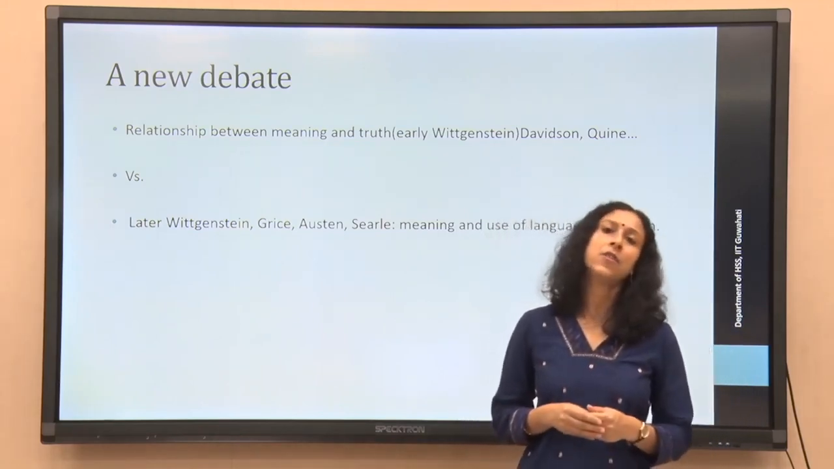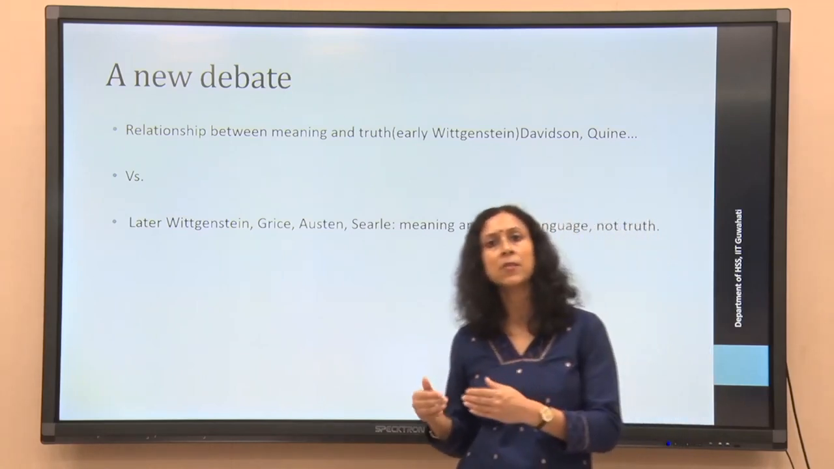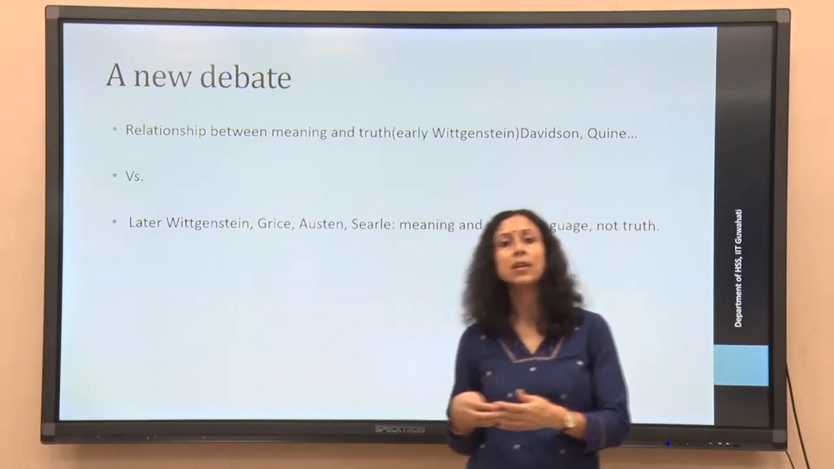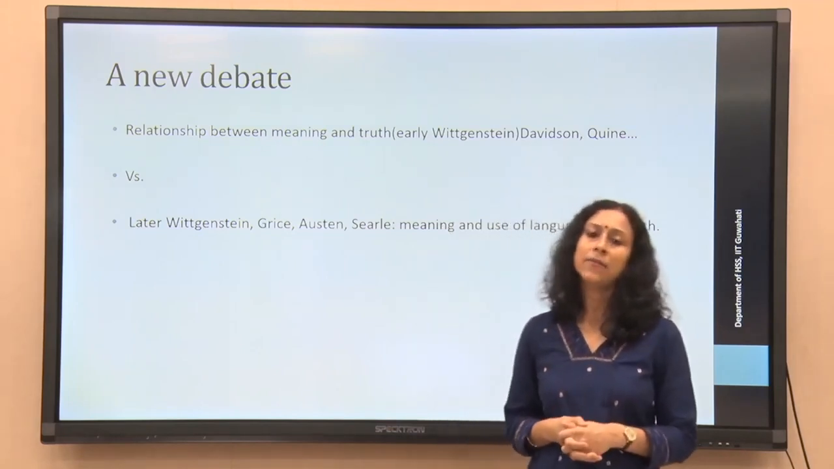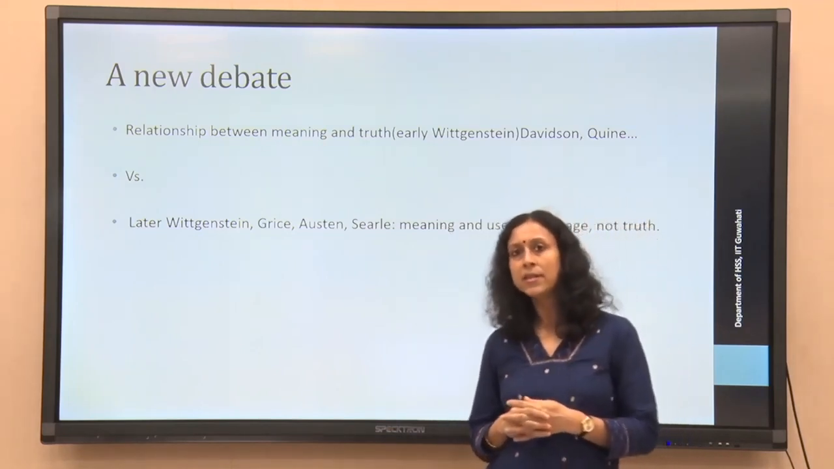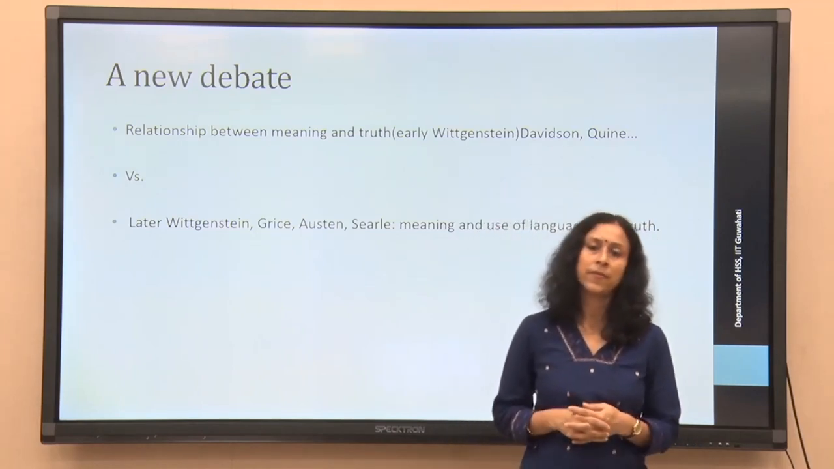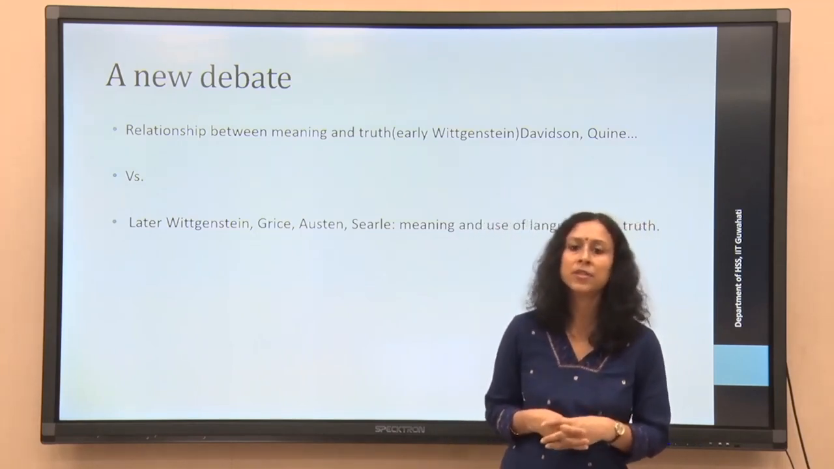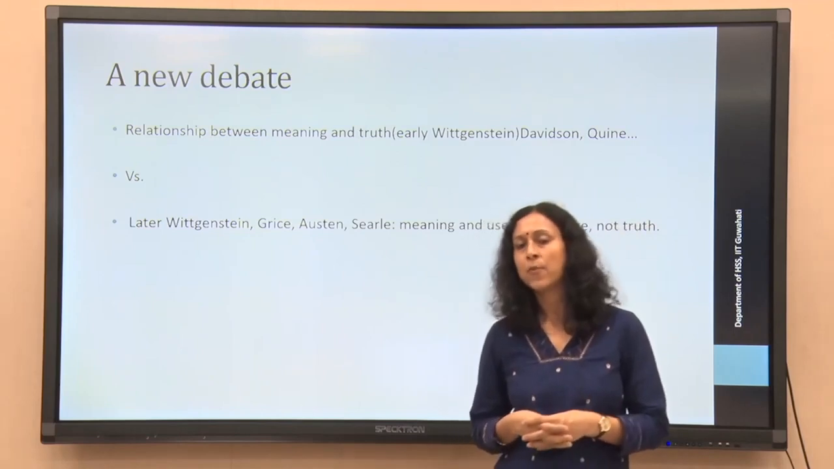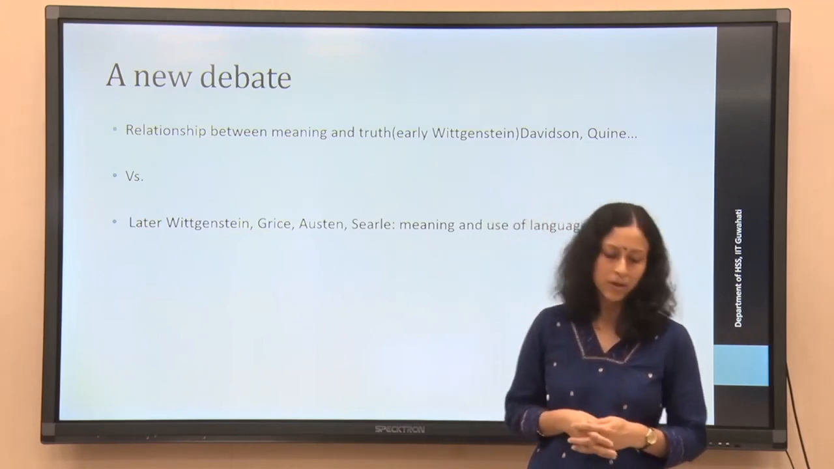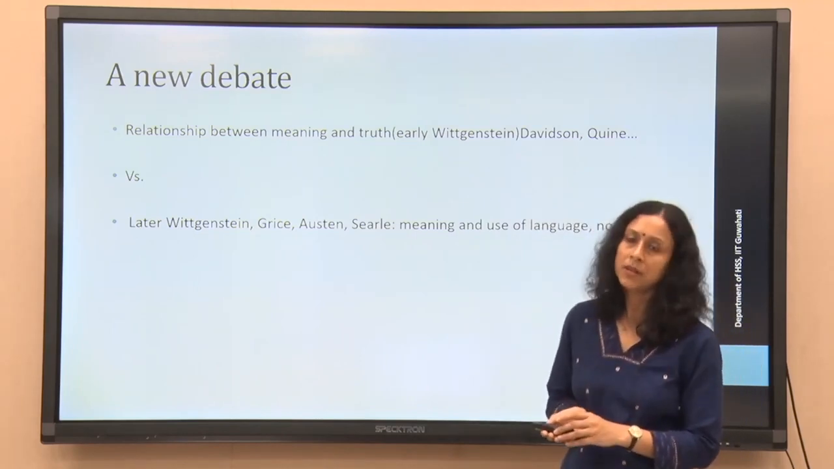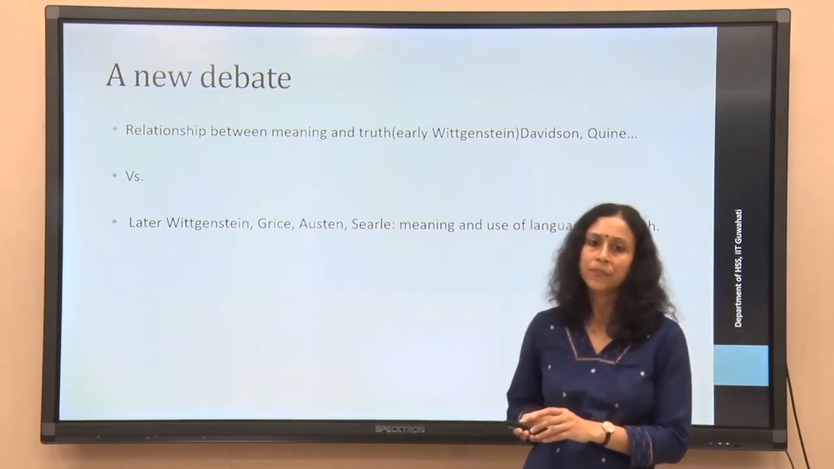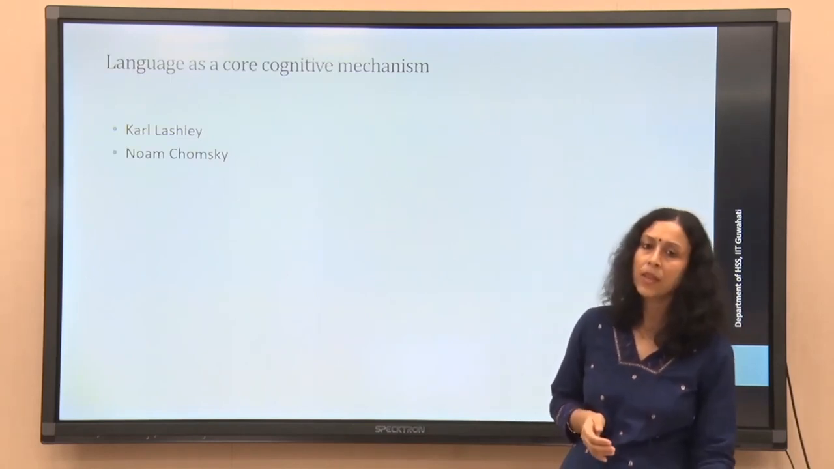So, on the one hand, you have language as a reflector of truth as it exists in the world, a pre-given fact that is there. On the other side of the debate, you have the philosophers arguing that language and meaning are more important than the truth, because truth may not be fundamental, truth may not be given, it may not be objective for all conditions.